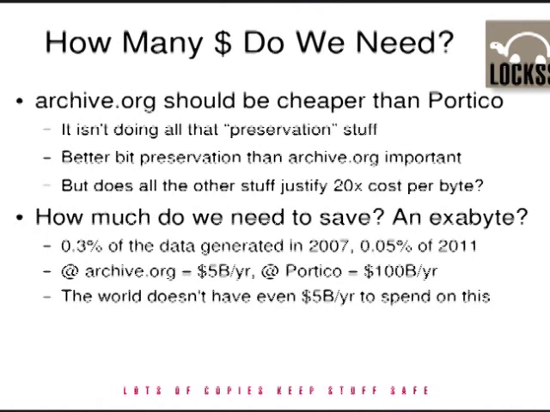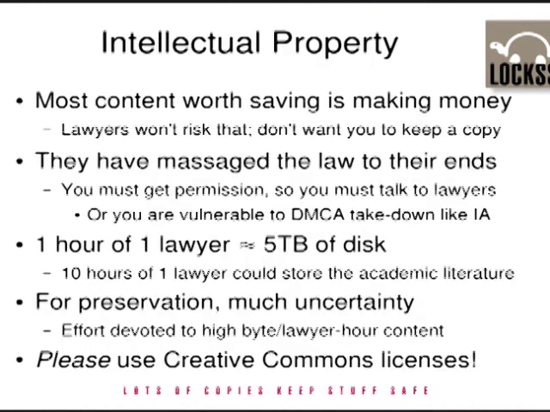With archive.org's cost structure, this would take $5 billion a year. With Portico's, it would take $100 billion a year. I don't think the world has $5 billion a year to spend on this. I'm pretty sure that no one thinks the world has $100 billion a year to spend on this.